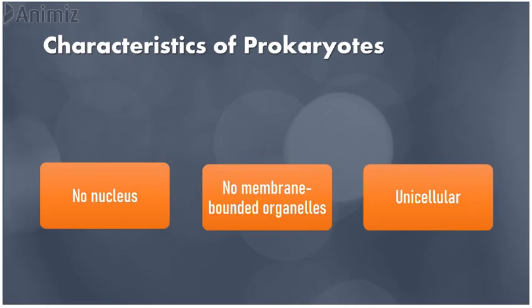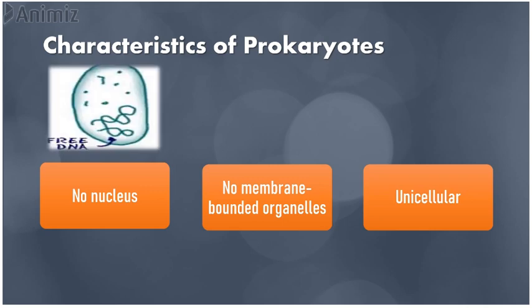These are the characteristics of prokaryotes. First, prokaryotes have no nucleus. So it means that the DNA in prokaryotes is located within the cytoplasm in a region that we call the nucleoid. So the nucleoid is a region in the cytoplasm that contains DNA.